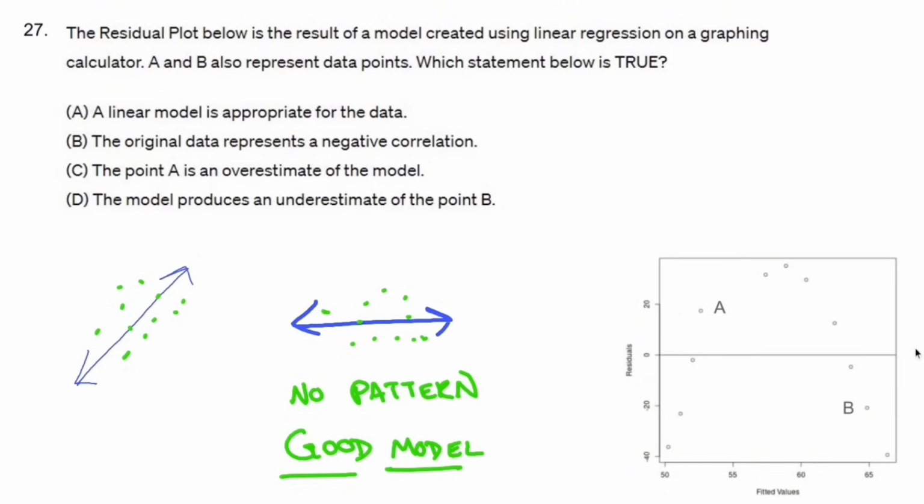Now, when we look at this, see how these dots go up and almost show like a negative quadratic, a negative parabola? Well, this is a pattern. This is a clear pattern.